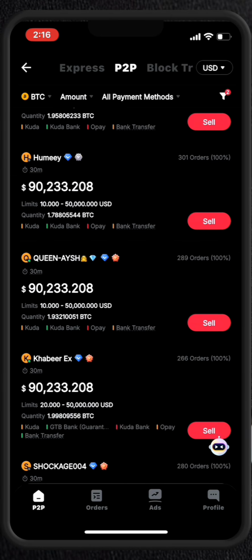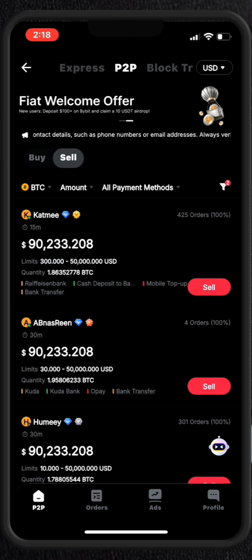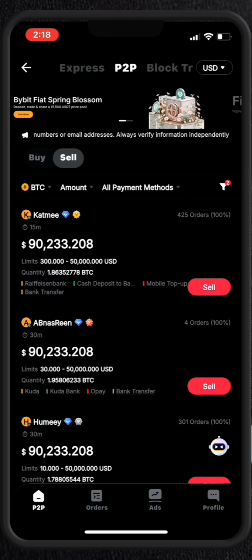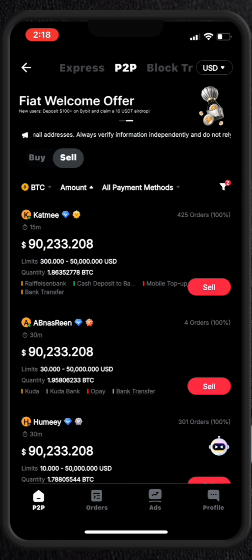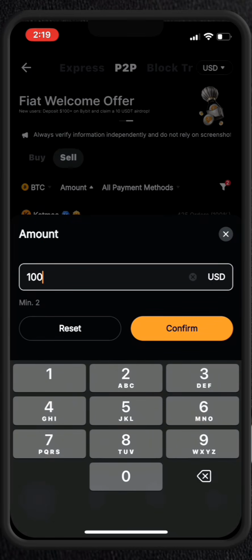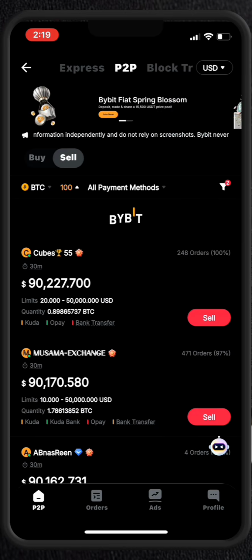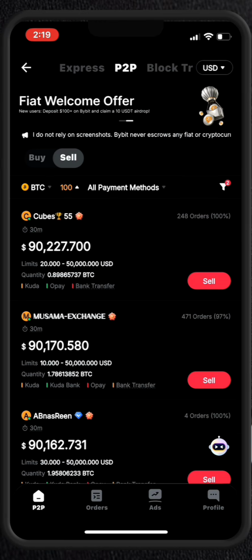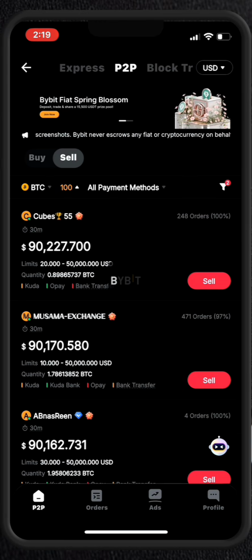$90,227 currently over here. So to narrow it down, you should filter the amount. I want you to come over here to this amount side and filter this amount to a quantity of $100, because we use the capital of $100 for this process. After filtering, you'll still be selling your BTC at this side at a rate of $90,227 over here.